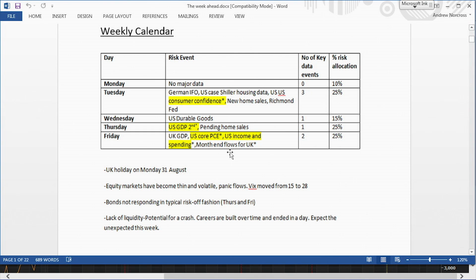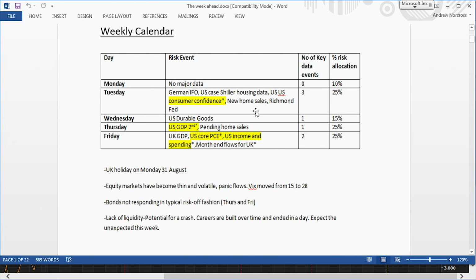And then we obviously have the month-end flows for the UK. Monday is a UK holiday, so pay attention, guys. We will see some flows going through. We could very likely see some FX flows going through as they settle on the 4 o'clock fix in the afternoon. So again, we allocate 25% of our weekly risk and two key events. So that's a wrap up of the week.